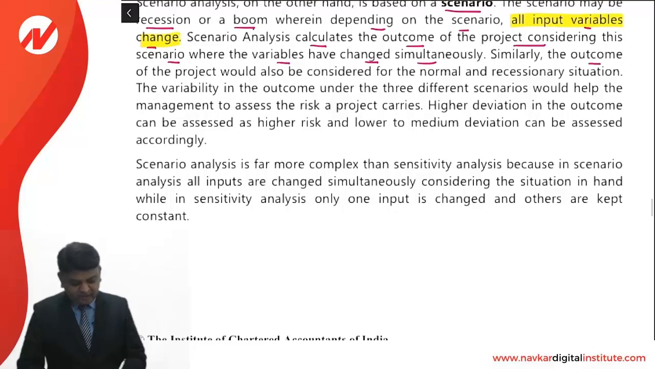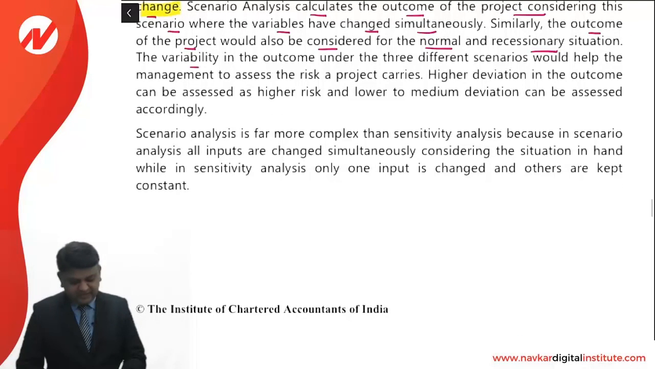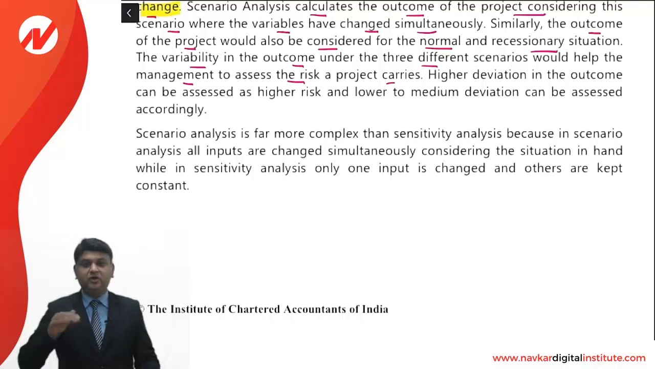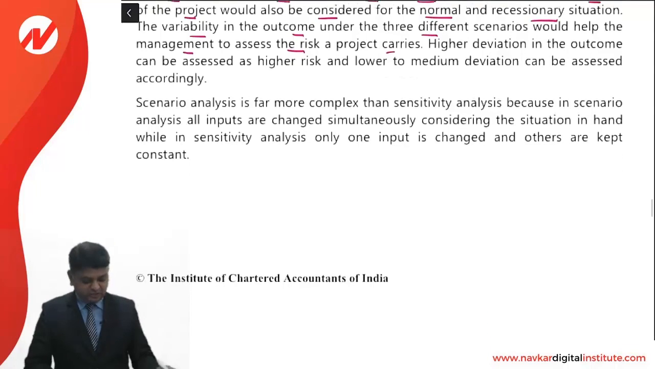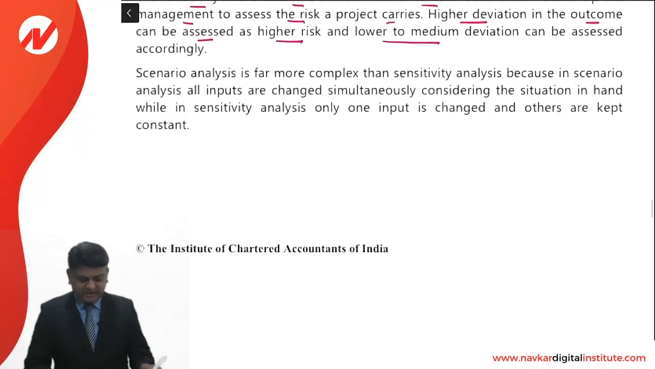Similarly, the outcome of the project would also be considered for the normal and the recessionary situation. The variability of the outcome under 3 different scenarios would help the management to assess the risk the project carries. The 3 are usually optimistic, that is the best, pessimistic, that is the worst, and moderate, that is the most likely outcome. Higher deviation in the outcome can be assessed as higher risk, and lower to medium deviation can be assessed accordingly.